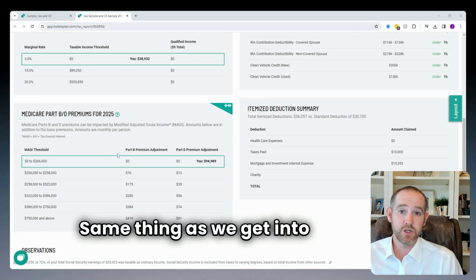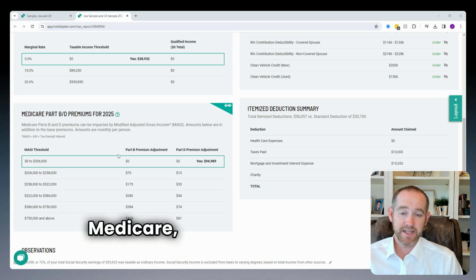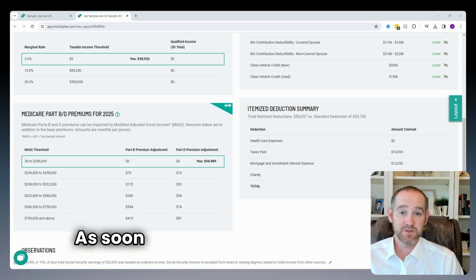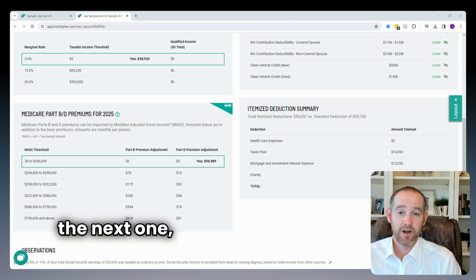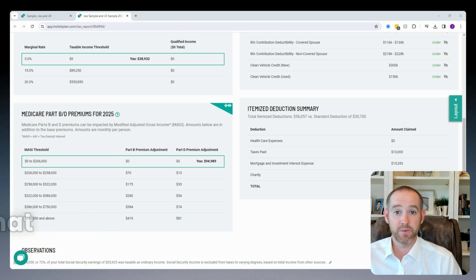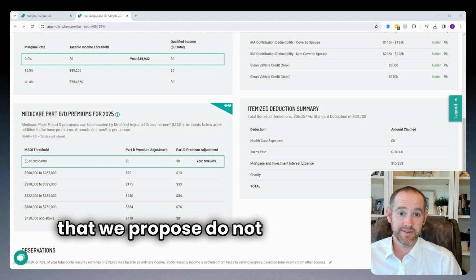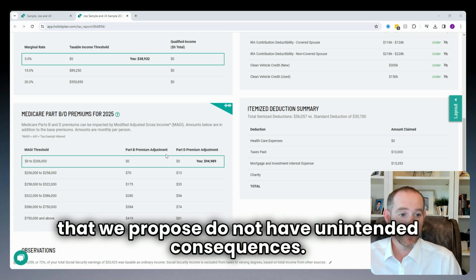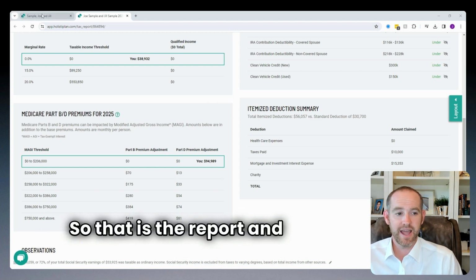Same thing as we get into Medicare premiums. These are not marginal brackets. As soon as we step a penny over into the next one, our Medicare premiums go up. So we want to make sure that any solutions that we propose do not have unintended consequences. So that is the report and how it breaks down.